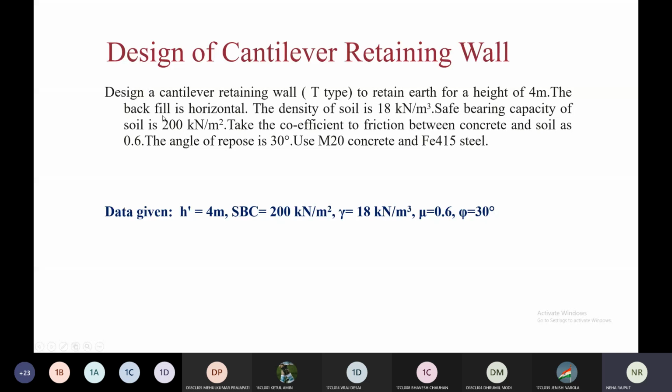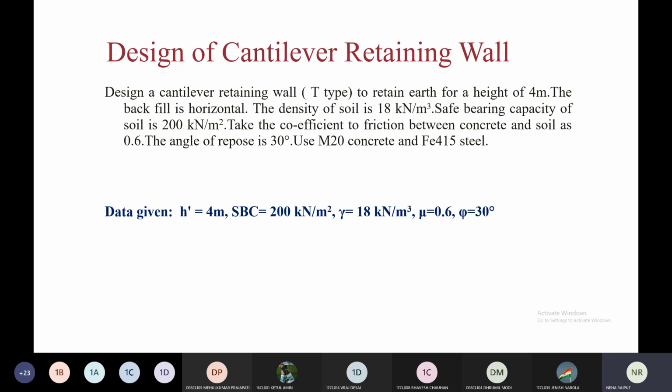So write down this data. Design a cantilever retaining wall. We are going to do a T type of cantilever wall to retain earth for a height of 4 meter. The backfill is horizontal. The density of soil is 18 kN per meter cube. Safe bearing capacity of soil is 200 kN per meter square. Take the coefficient of friction between concrete and soil as 0.6. The angle of repose is 30 degree. Use M20 concrete and Fe415 steel.